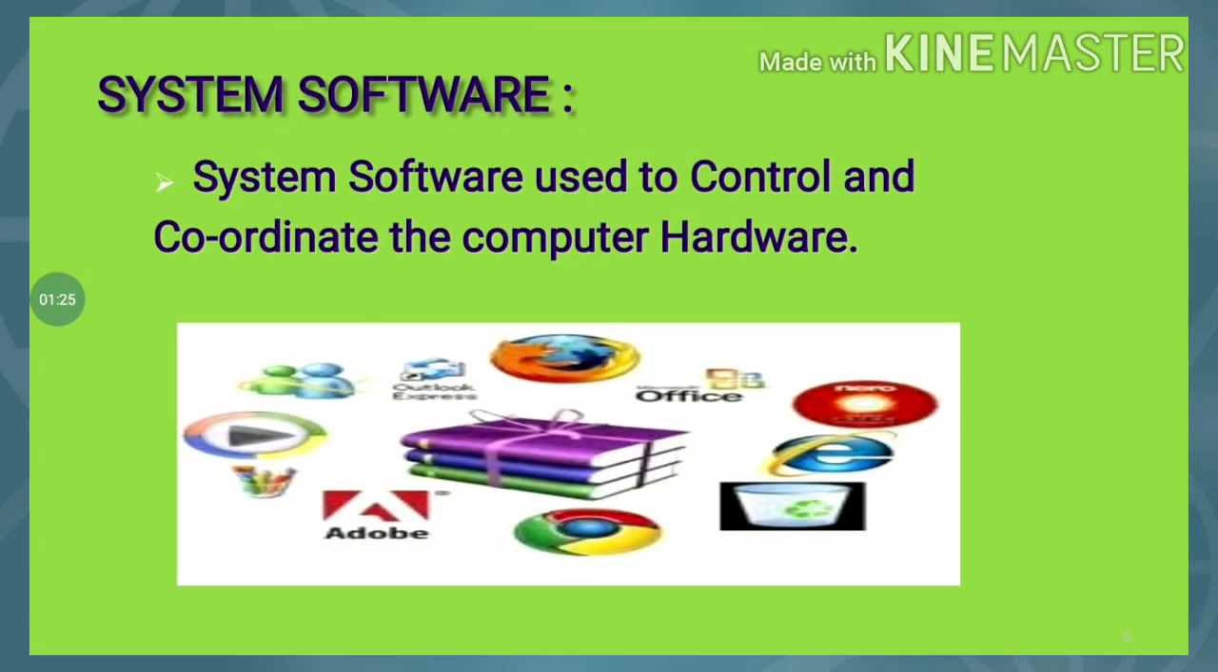What is system software? System software is used to control and coordinate the computer hardware. It gives instructions to the hardware.